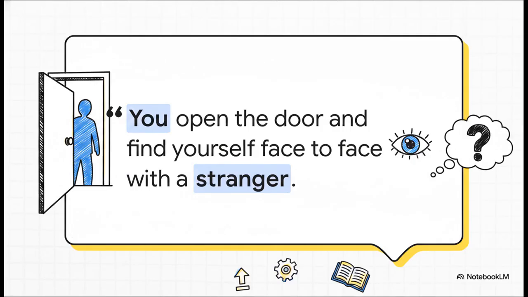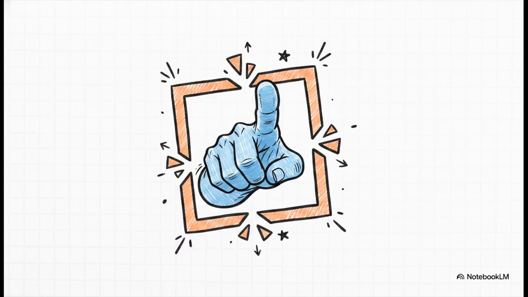Okay, let's play a quick game. Consider this line. You open the door and find yourself face to face with a stranger. Based on the pronouns and where the narrator is positioned, what point of view do you think is at play here? Take a second. Got it? It's the second person. It's definitely less common in traditional narratives, but it is incredibly powerful. By using you, the author literally forces you, the reader, out of a passive role and makes you an active participant in the events unfolding.